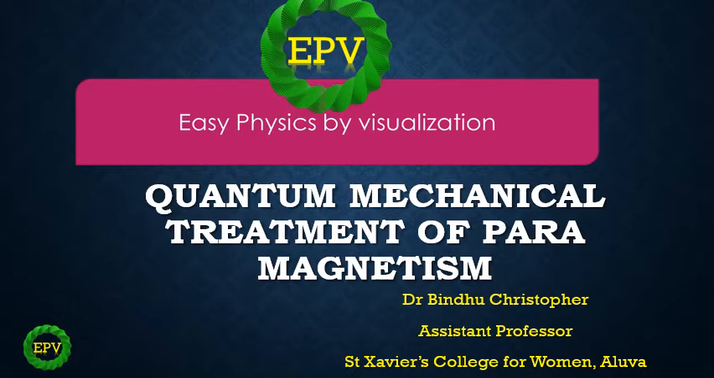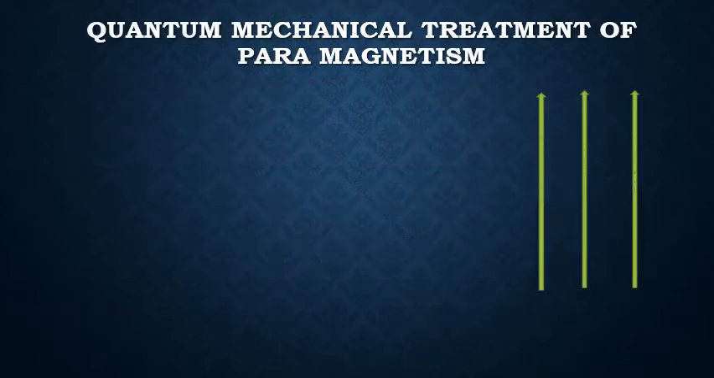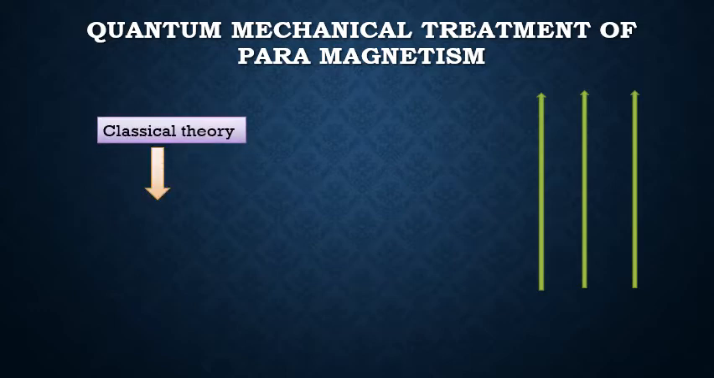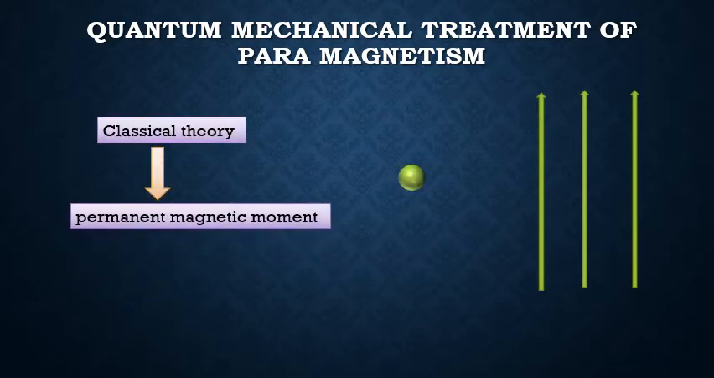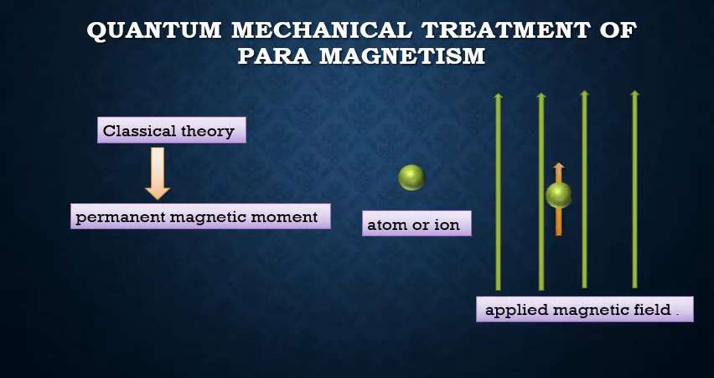Today we are going to discuss the quantum mechanical treatment of paramagnetism. In classical theory, it was assumed that the permanent magnetic moment of a given atom or ion rotates freely and can possess any orientation with respect to the applied magnetic field.